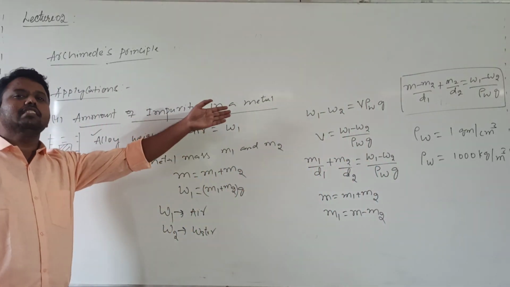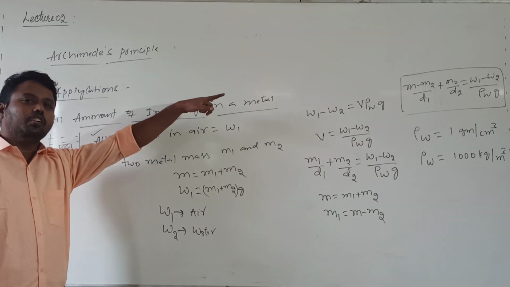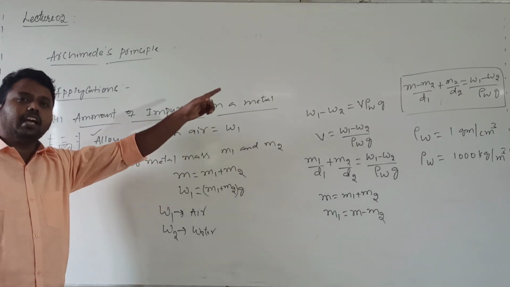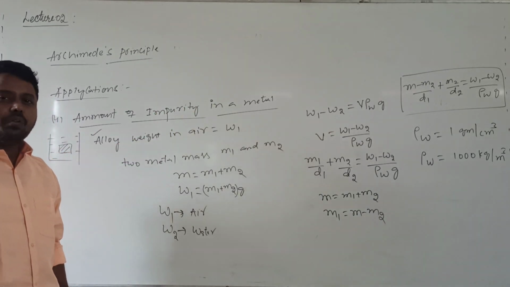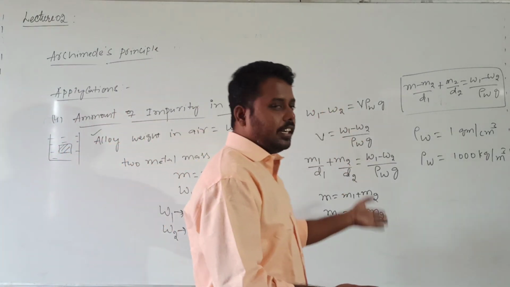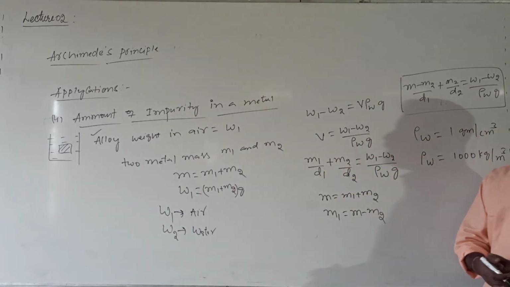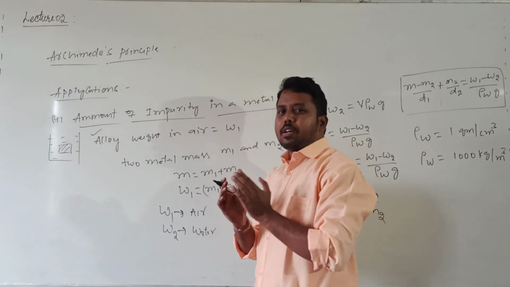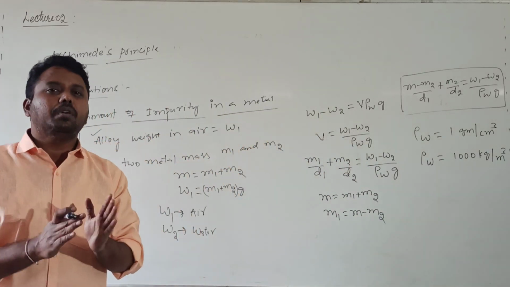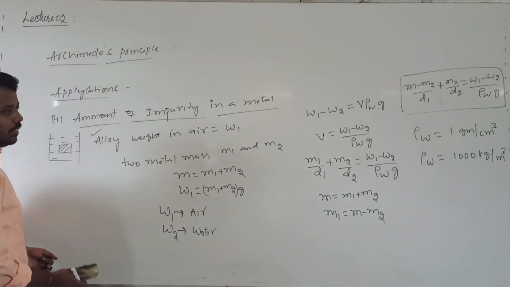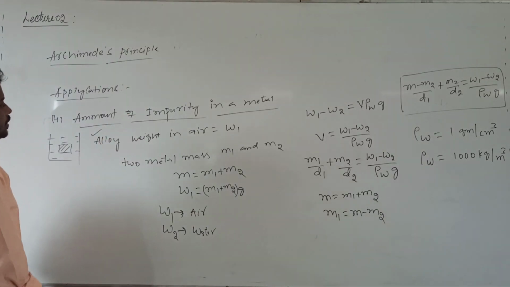Unknown metal mass is M2. We can calculate that unknown metal mass, but M should be given. Then only you can calculate M1. If I want to calculate M1, that can also be calculated. Understood? So these are the applications of this Archimedes principle. The Archimedes principle part is very important for us. Many questions are asked in objective exams based on this Archimedes principle only. Okay, this is the fourth application.